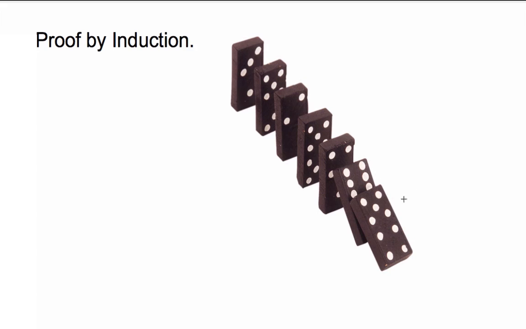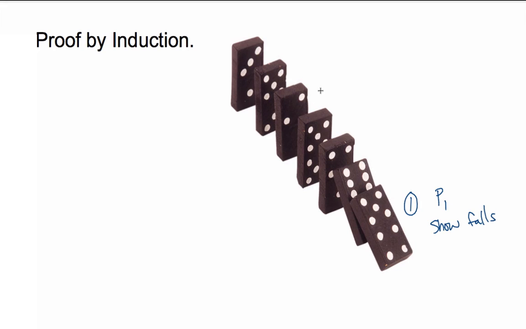Let's introduce some notation and get started. So we have the first step. The first step is P1. Okay, and P stands for? Proposition. So the first step is we show that the first domino falls. So P1, we show that it falls.